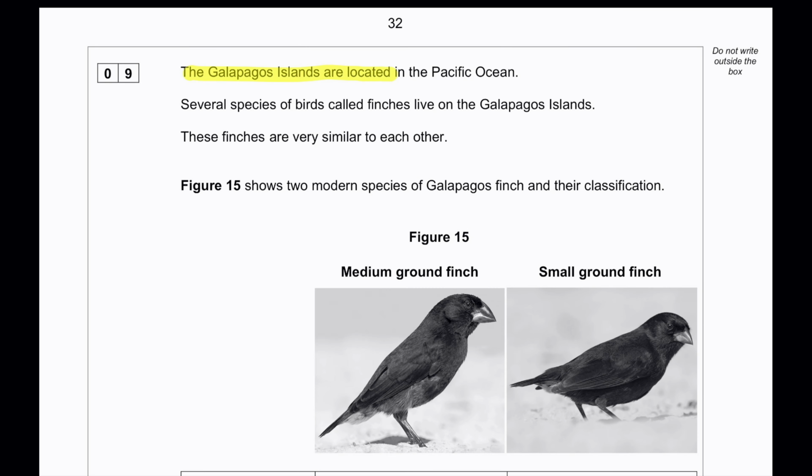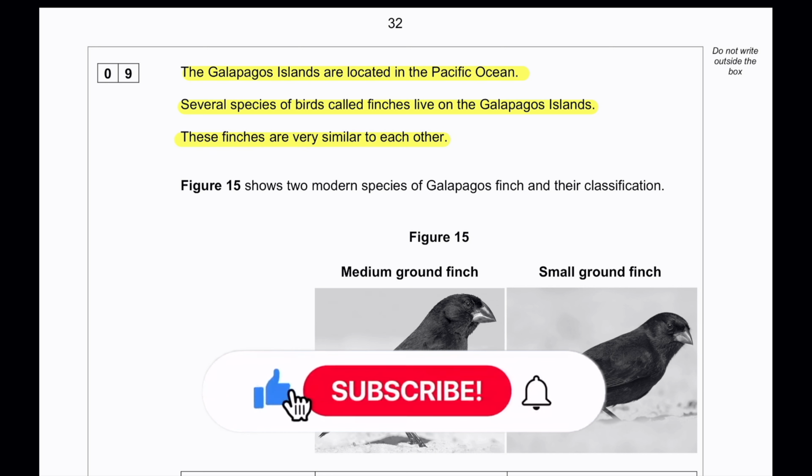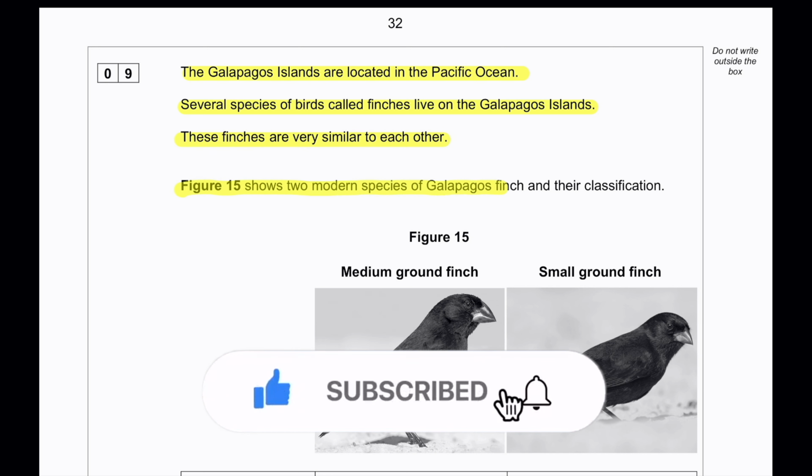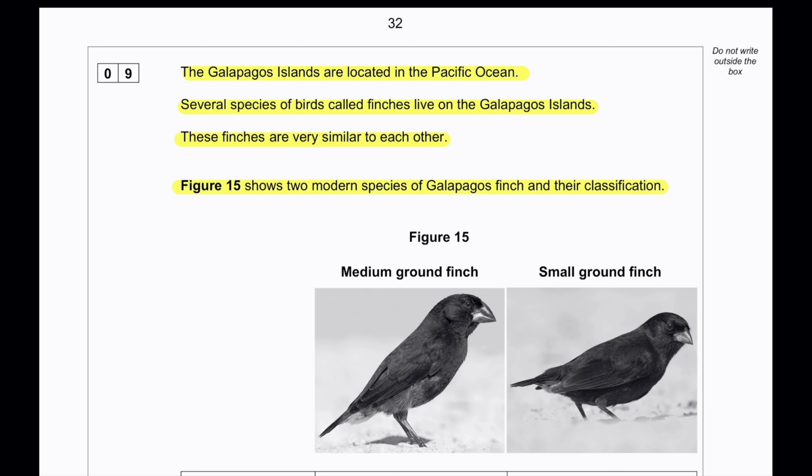The Galapagos Islands are located in the Pacific Ocean. Several species of bird called finches live on the Galapagos Islands. These finches are very similar to each other. Figure 15 shows the modern species of Galapagos finch and their classification.